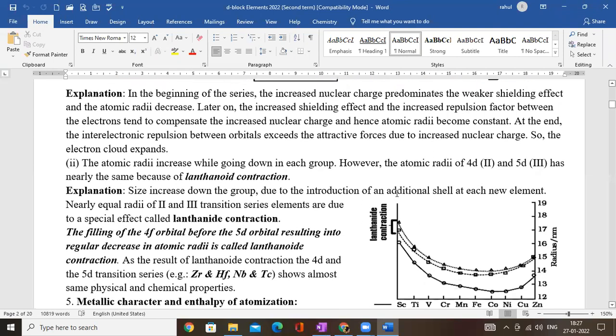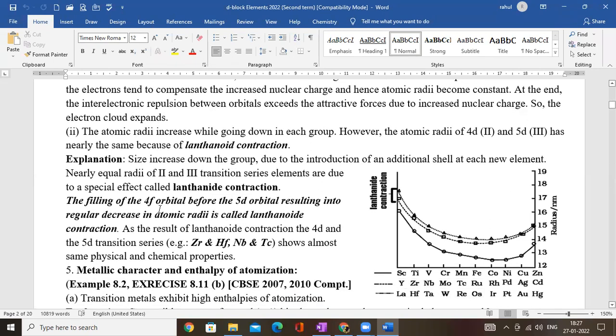However, as I said, the jump between 4d and 5d, that is, the second and the third transition series, is almost negligible, and their atomic and ionic radii are almost constant, and it is all because of lanthanide contraction. So I gave this explanation: the size decreases down the group due to introduction of an additional shell at each successive level. That is clear. But nearly equal radii of the second and third transition series is due to a special effect which is called lanthanide contraction. Definition we have already done.